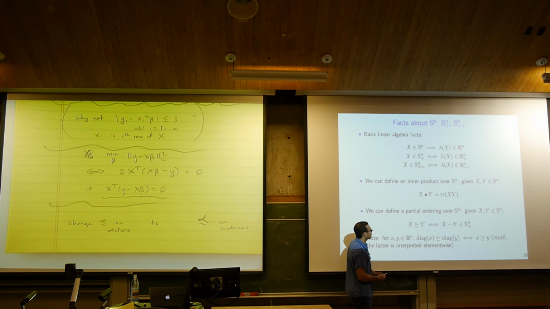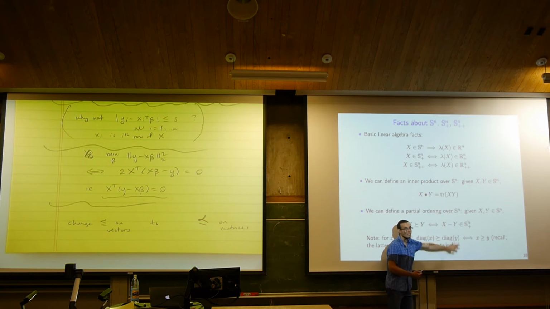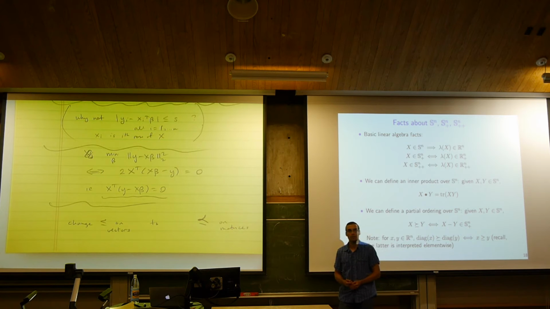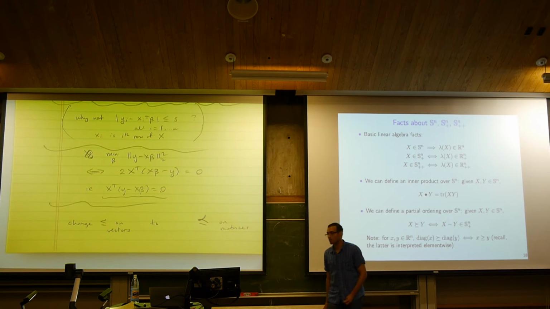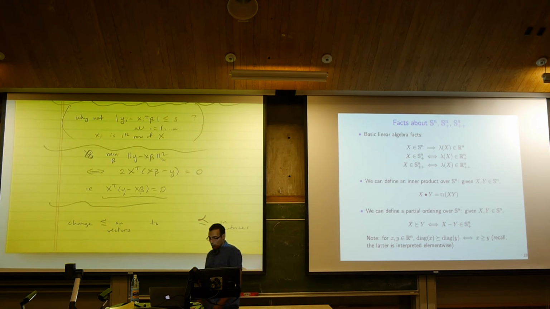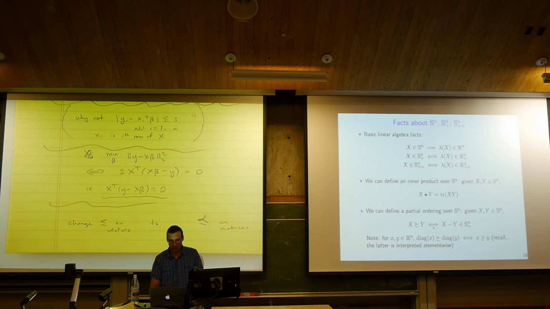Given two symmetric matrices x and y, we're going to say that x is larger than or equal to y if and only if x minus y is a PSD matrix. So this difference has all non-negative eigenvalues. It would be helpful for you to think about what this reduces to when these matrices are diagonal. I think that'll help solidify that these are the right definitions.